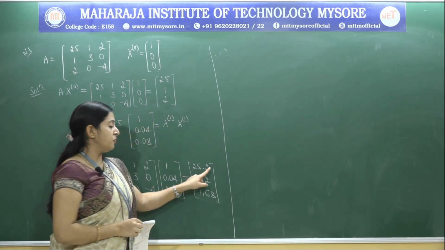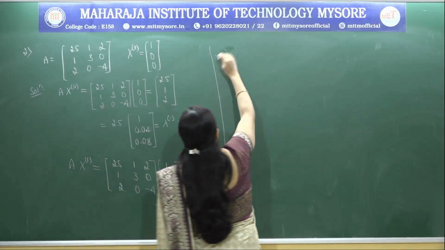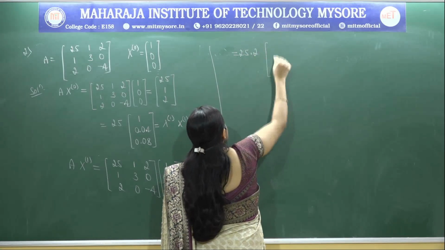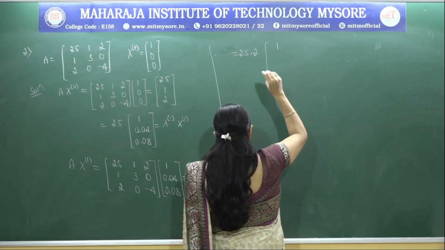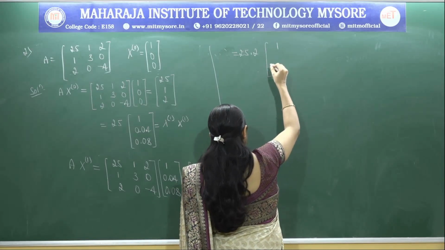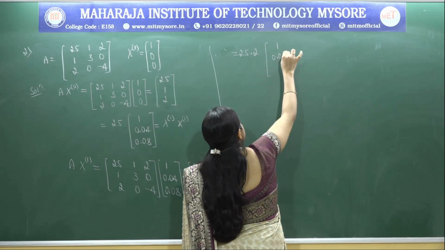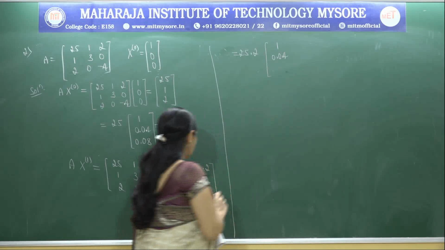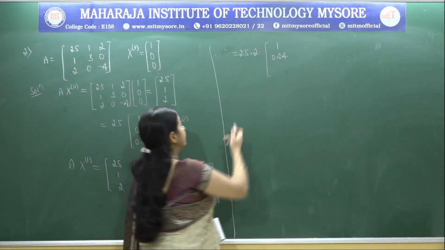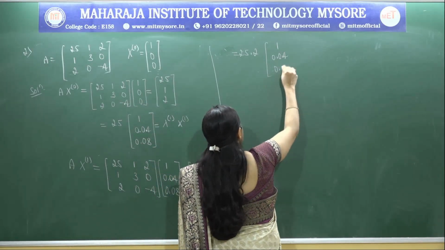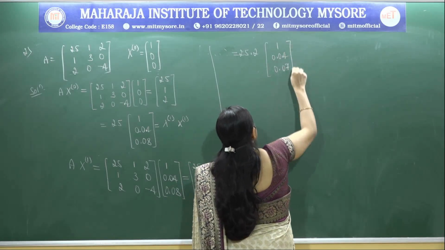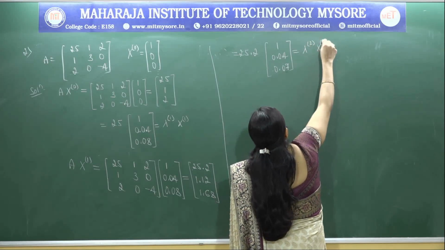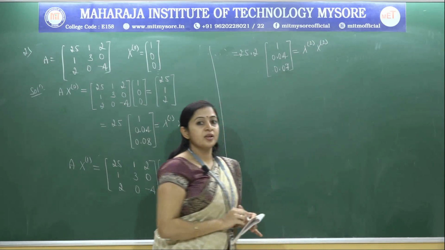So in this, the 25.2 is the largest entry. Take that as the common factor 25.2. So the first one you will get 1, second one 0.04, that is 1.12 divided by 25.2. Third one 1.68 divided by 25.2, you will get 0.07. So this equals lambda of 2 and the second iteration matrix.